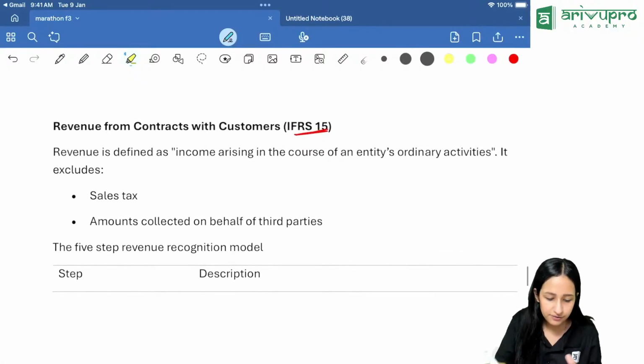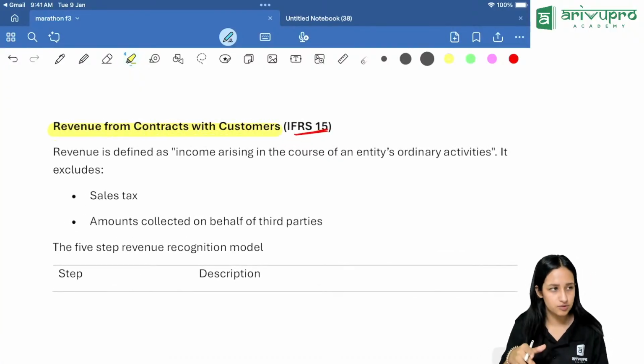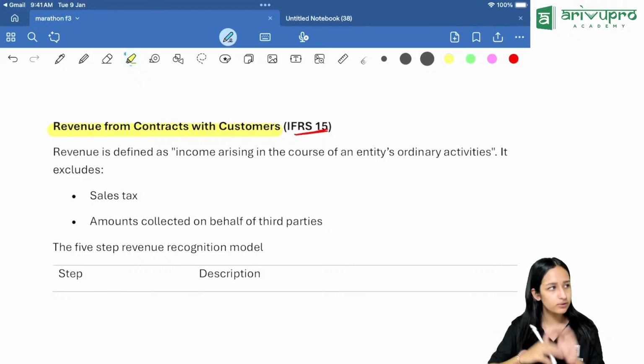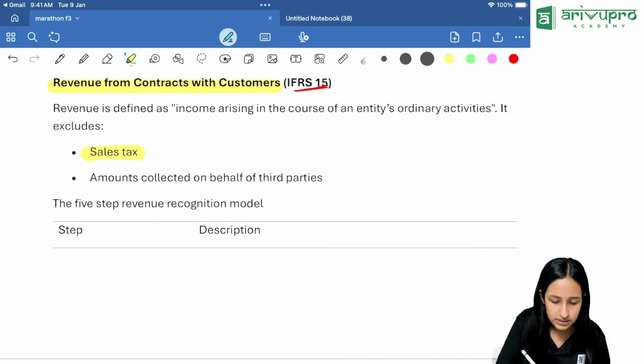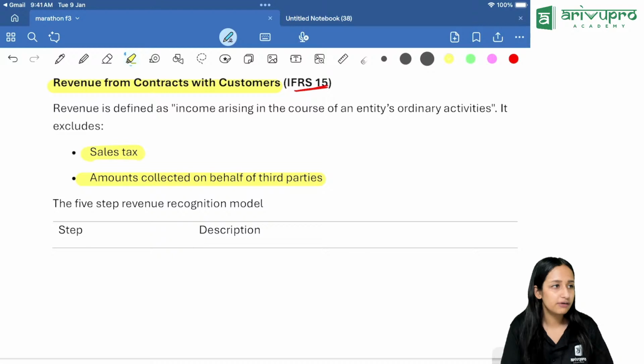Next, IFRS 15 is revenue from contract with customers. What is revenue from contract with customers? It is like the normal revenue that you're making. So ordinary business is happening, buying, selling, that's happening, right? When you're selling, you will get certain revenue. That is revenue. This does not include sales tax or amounts collected on behalf of third parties.